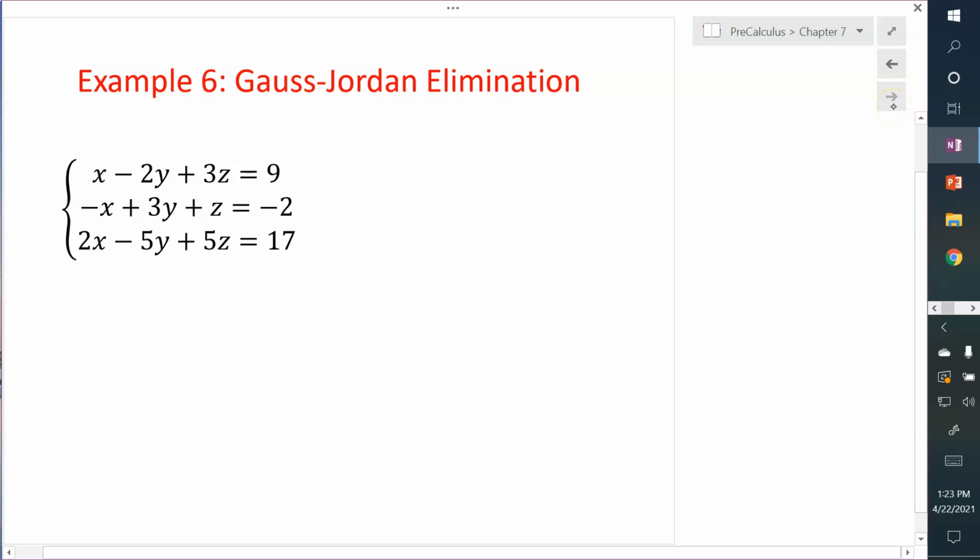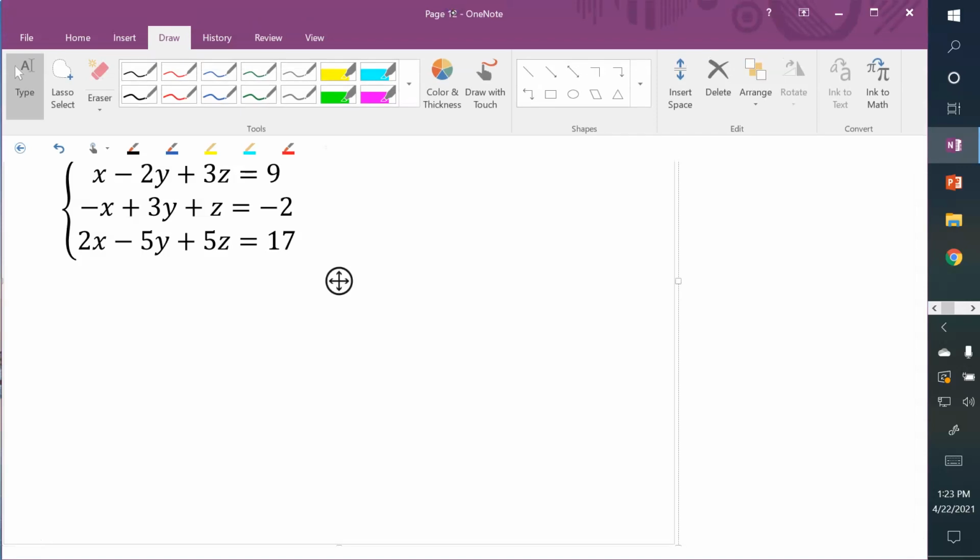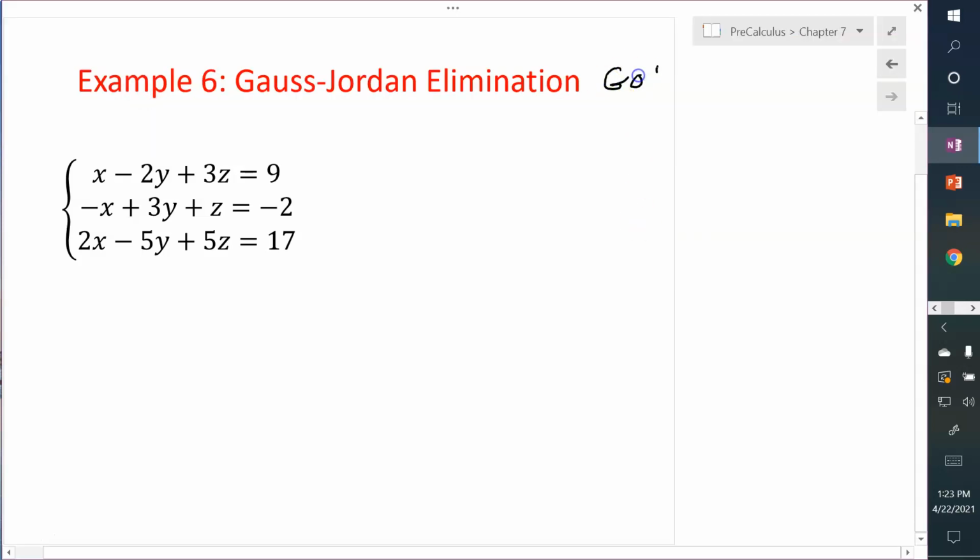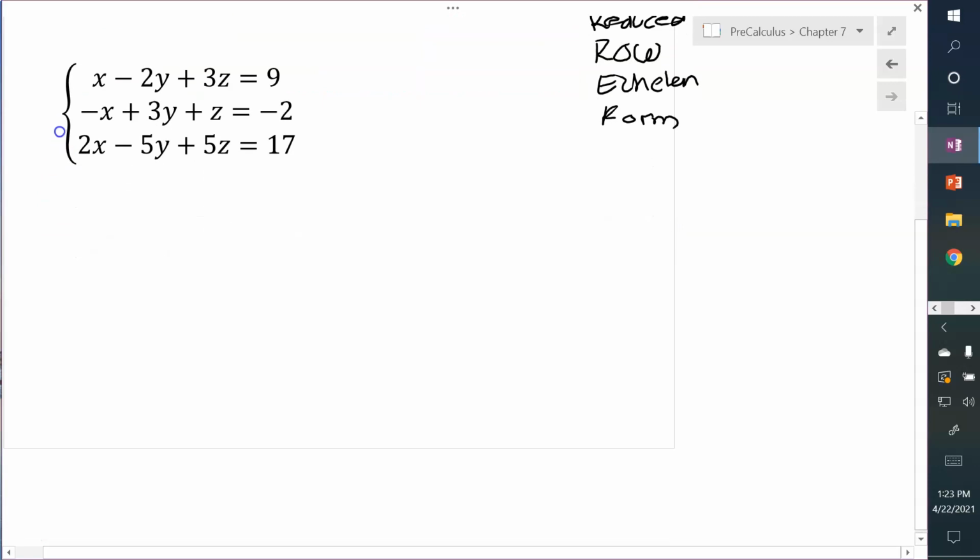All right, our last example is going to be to use the matrices to do a Gauss-Jordan elimination. And so what that means is we're going to get our matrix into the reduced row echelon form. And when you do that, you can just write the answers down. So you have to go to reduced row echelon form. And for some reason, I cannot write. All right, so reduced row echelon form.